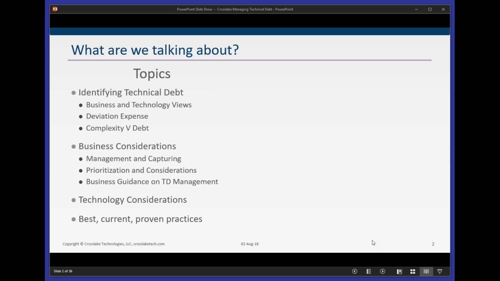We're also going to dispel some myths around complexity versus debt, and often the confusion between the two. So hopefully by the end of the webinar, if you're unfamiliar with this topic area, which I'm sure most of you will be familiar with from other conversations in your own organizations, we can capture a few useful pieces of information that you can take back into those considerations for your own organization as well. We're going to look at capturing and managing technical debt, how to prioritize technical debt, and some business guidance on technical debt management, the technology considerations that I mentioned, and best and current proven practices.